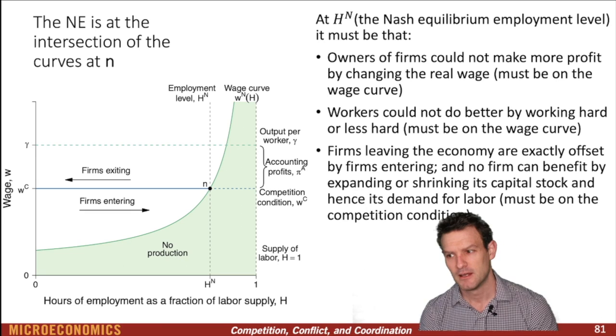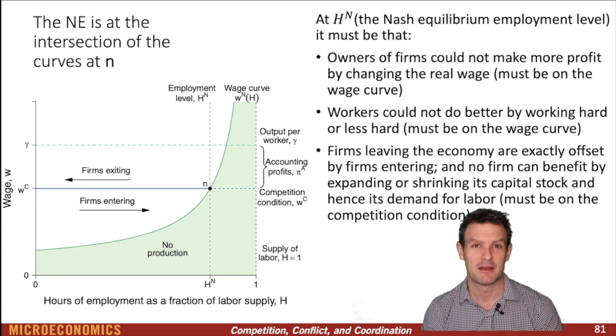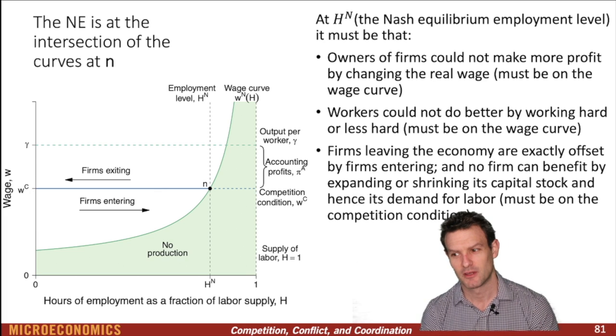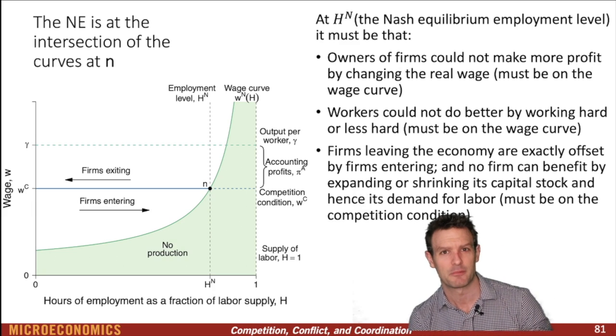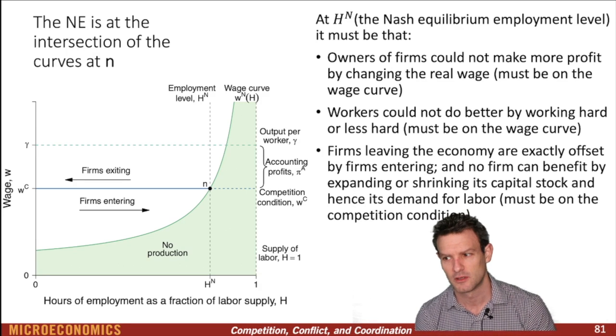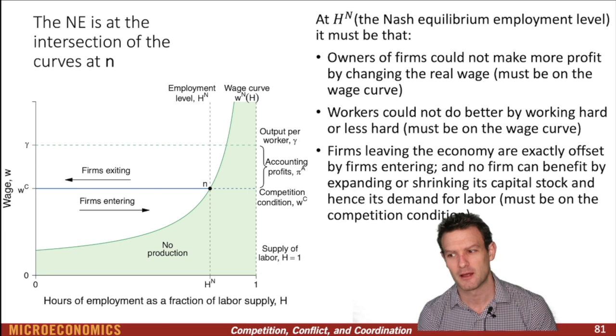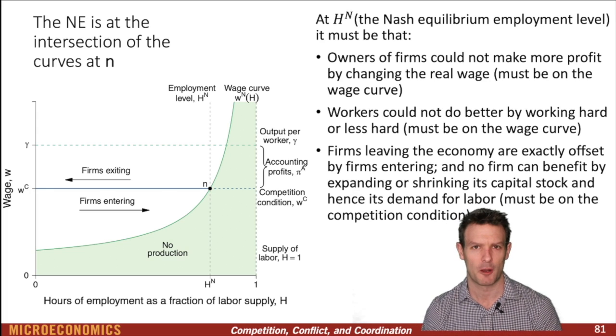Workers could not do better by working harder or working less. If they worked harder, they'd be incurring more disutility. If they worked less, they would be terminated because they wouldn't be providing the no-shirking level of effort. Firms leaving the economy are exactly offset by firms entering. So if for some reason some firms left the industry, as typically happens with firms dying out, then some firms are going to enter the industry to replace those firms. And no firm can benefit by expanding or shrinking its capital stock and therefore its demand for labor. So they have to be on the competition condition.